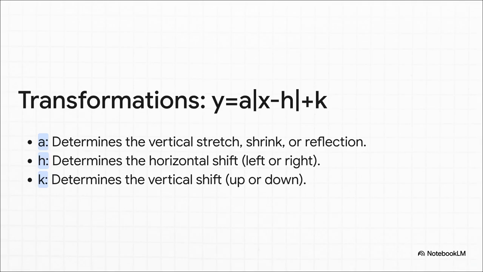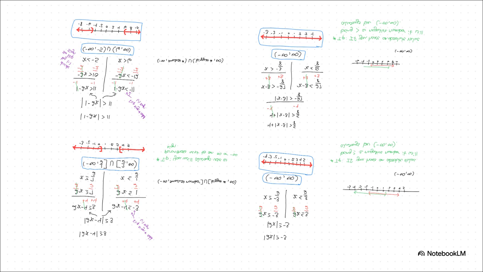The H and K are the location controllers. H moves the V left or right, and K moves it up or down. That's it. And you can see it right here. If you multiply by a big number, you get a much narrower V. If you add or subtract inside or outside the bars, you just pick the whole shape up and plop it down in a new spot.